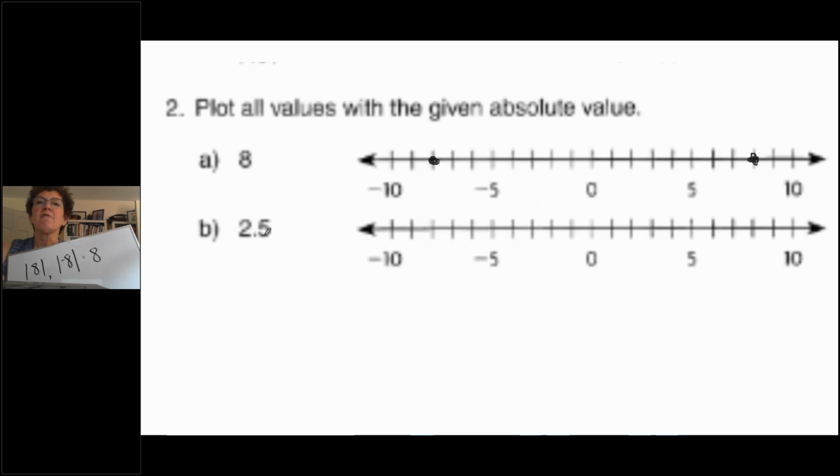Okay, same thing for 2.5. What are the values with the given absolute value of 2.5? We know that positive 2.5 has an absolute value of 2.5, and we know that negative 2.5 has an absolute value of 2.5. So let's see if we can find 2.5. 1, 2. Obviously, I'm going in the positive direction. And then I need to go 1/2 because this is 3. I'm going to go 1, 2, 3. I want it right between those two. So that's positive 2.5. And then I've got to find negative 2.5. Negative 1, negative 2, negative 3, in between those two.